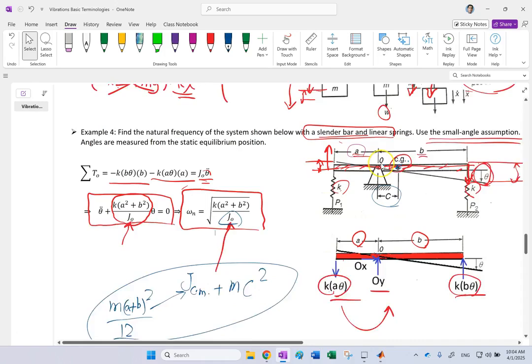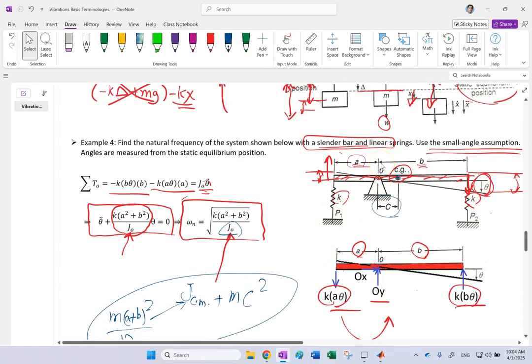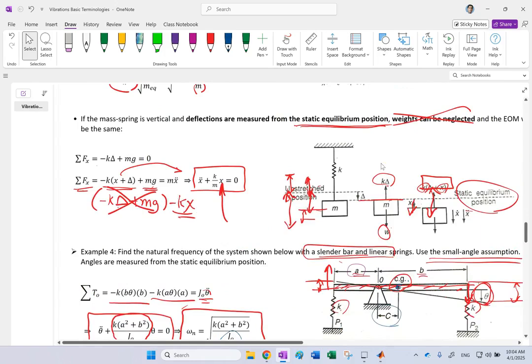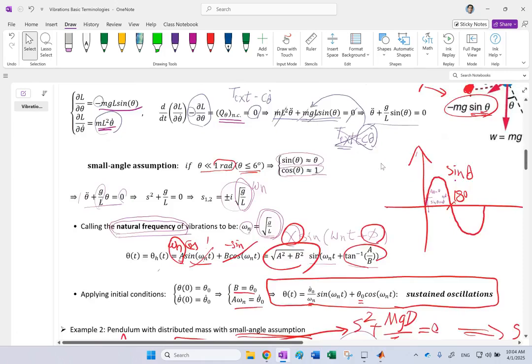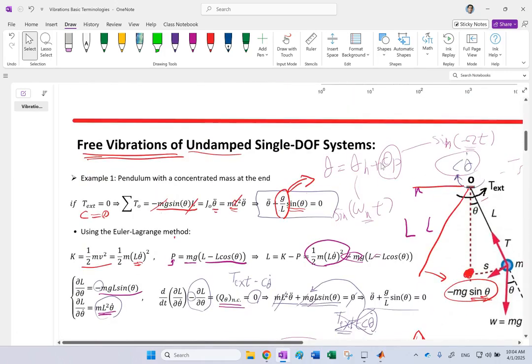But this is another example of single DOF free vibration with the small angle assumption, no damping. So hopefully all of these 6 examples that I solved gave you a better idea of free vibration of undamped single DOF systems. Stay tuned for the next video where we add the damping, and the video after that where we add the forcing function and make it forced vibration of single DOFs. Thank you so much. I'll see you in the next lecture.